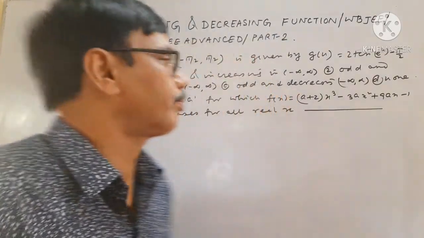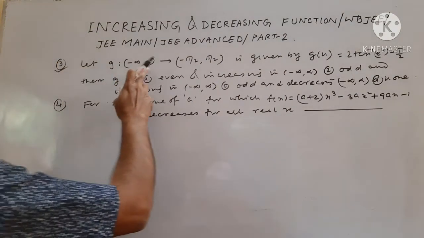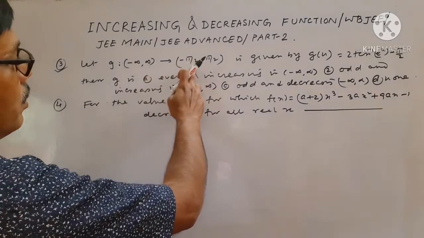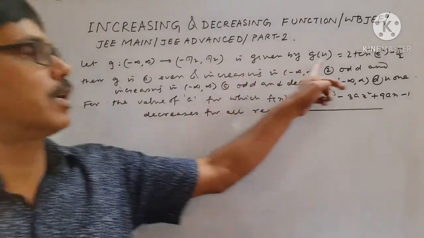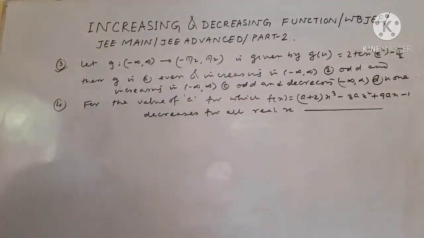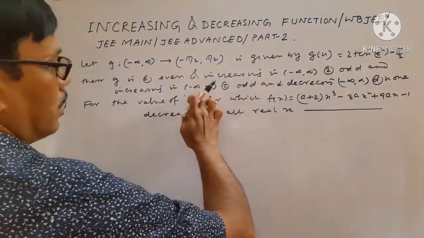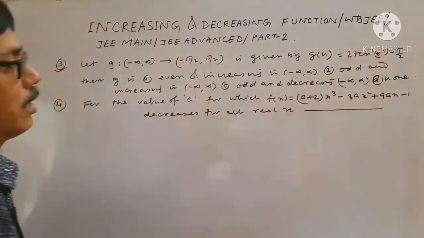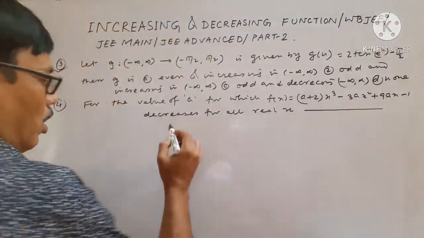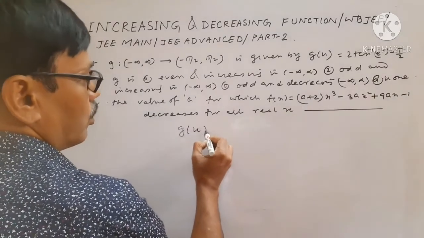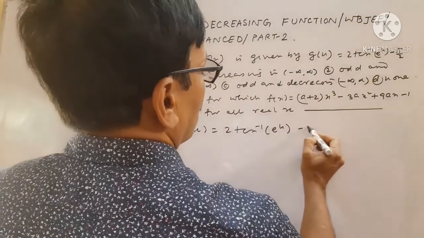So look, problem number 3. g is a function from minus infinity to plus infinity to minus pi by 2 to pi by 2, given by this. Then g is even and increasing, odd and increasing, odd and decreasing, or none. So which option is correct? g(u) equals 2 tan inverse e to the power u minus pi by 2.